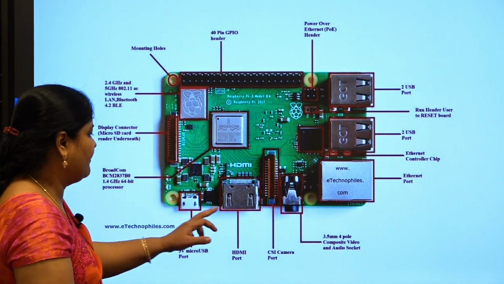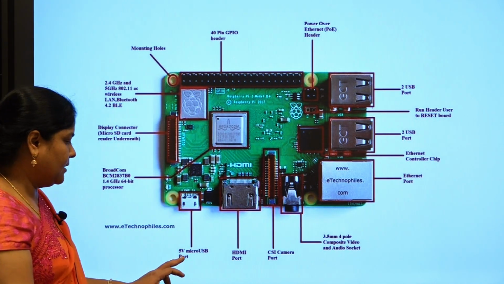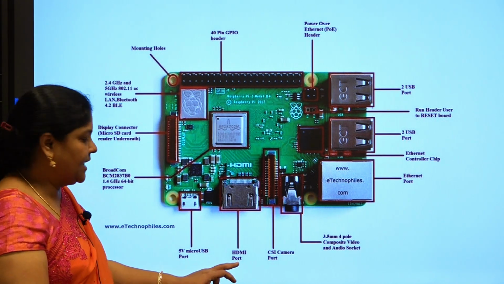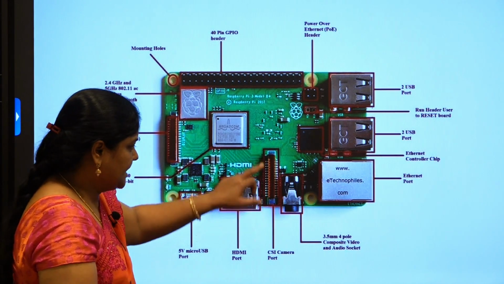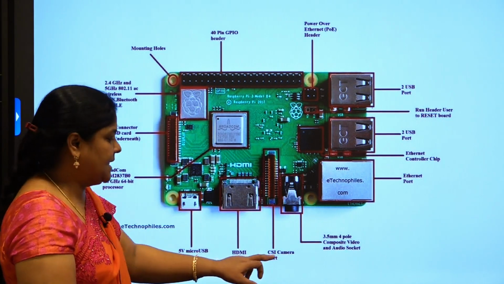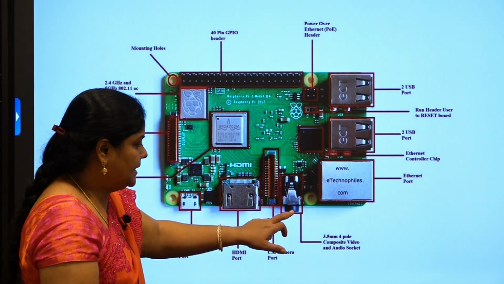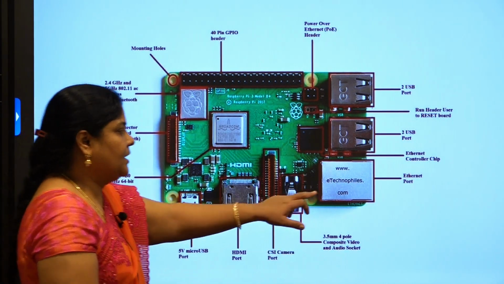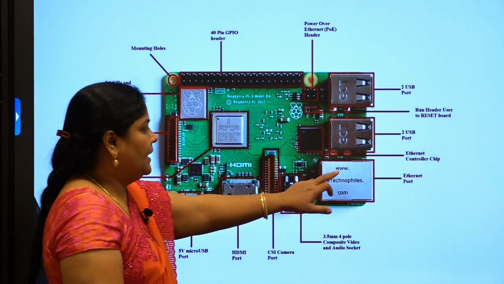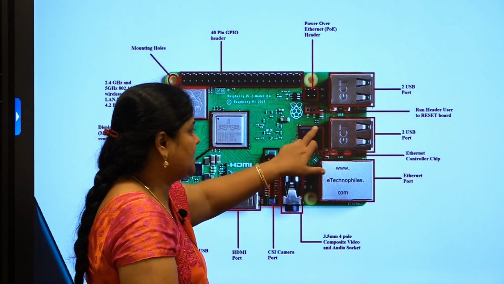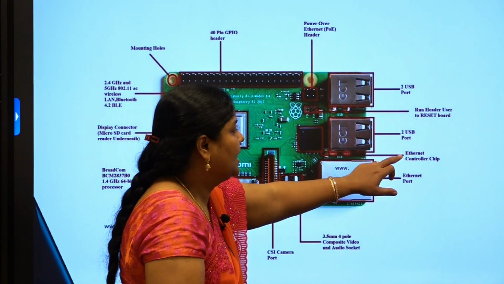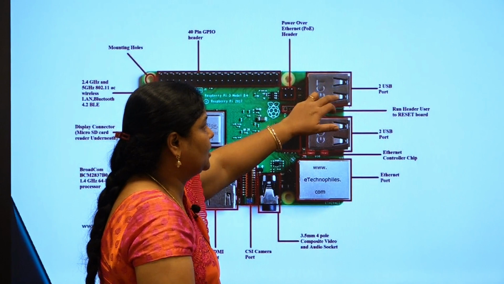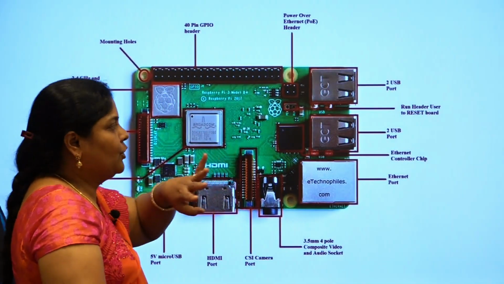And next you have different types of ports here. This is 5 volts micro USB port, and here you can connect HDMI port. Next, this is called as camera port, CSI camera port, and this connection is called as video or audio socket port. And here you have Ethernet port. Next, this one is called as Ethernet control chip, and these are the 2 slots of USB ports, and these are the 2 slots. Totally you have 4 USB slots.